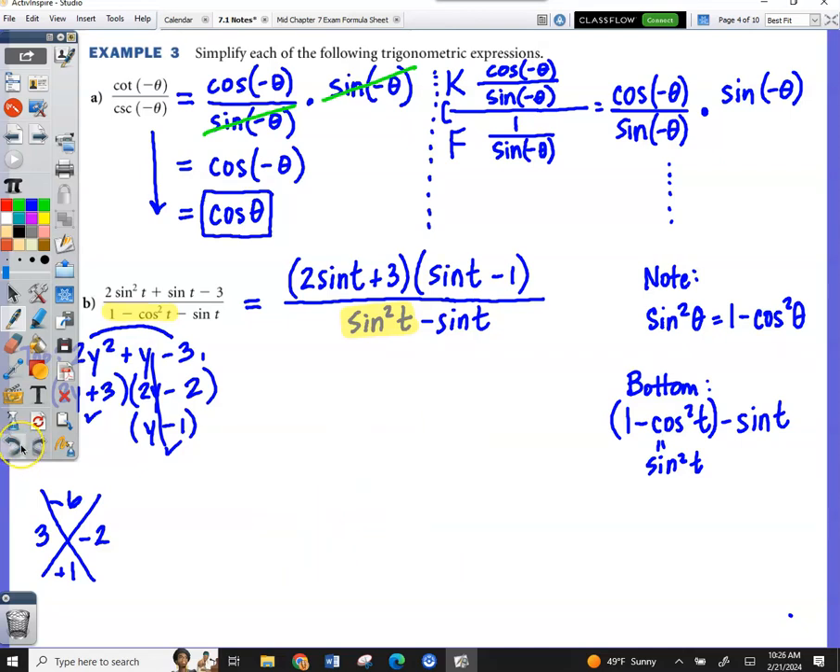All right, so I'm going to rewrite the top, look what I do.